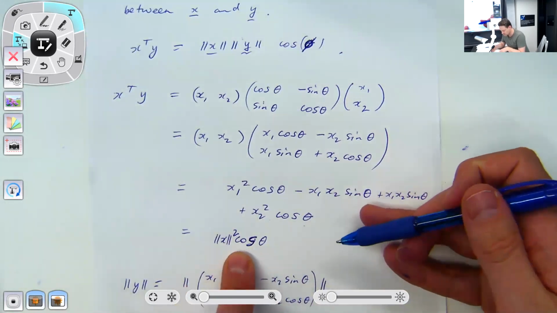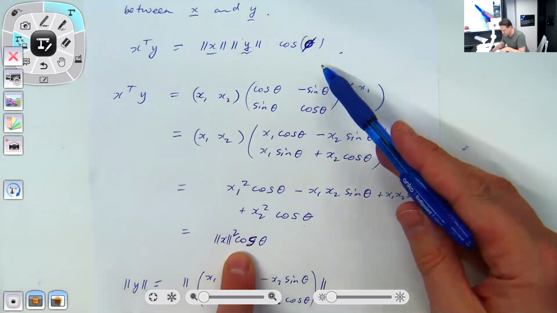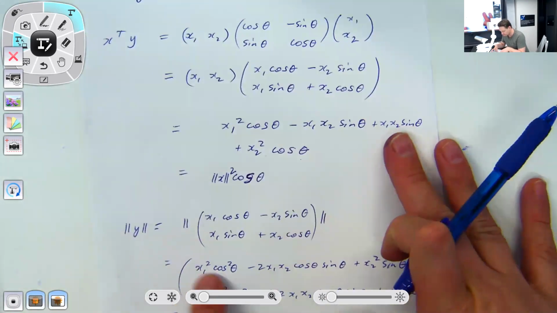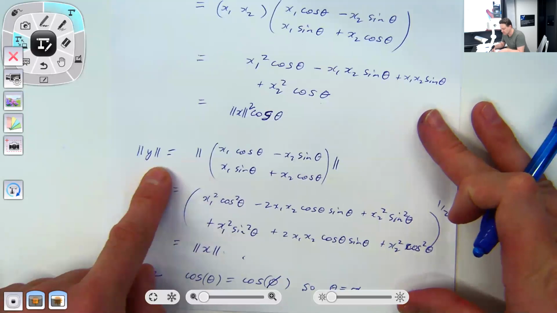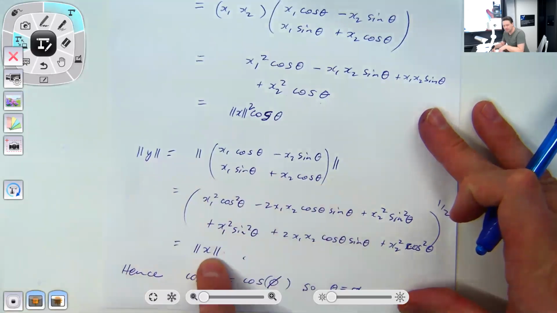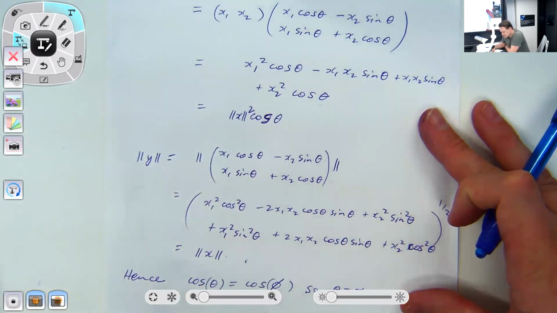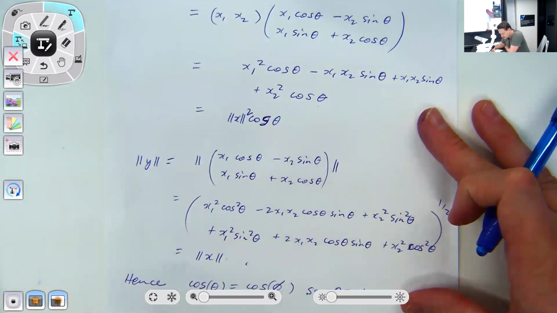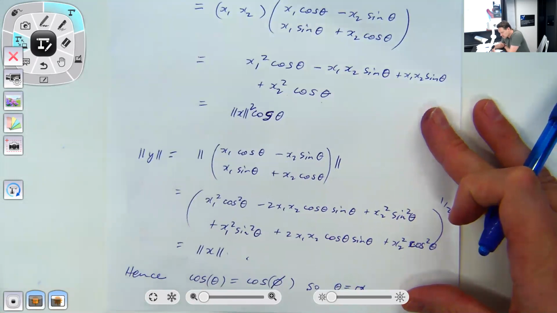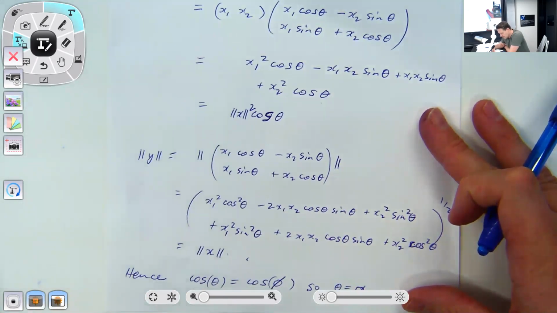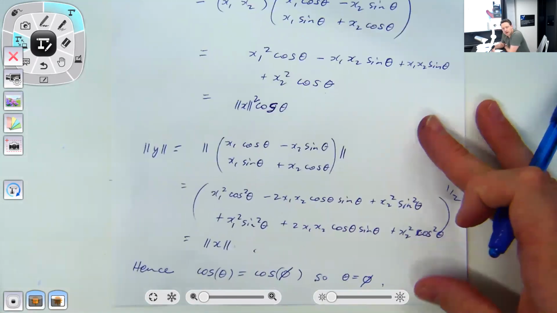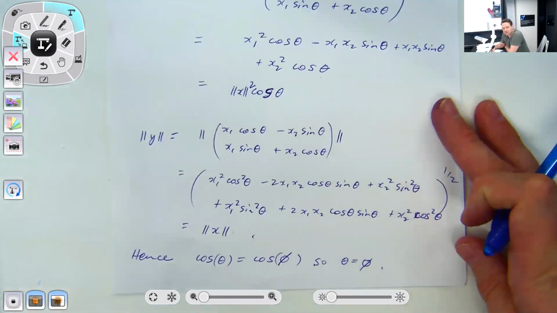Now what we do is look at the right-hand side, except we first need the norm of y. It turns out that the norm of y is equal to the norm of x. So the right-hand side is just the norm of x squared cos of phi. And from that point, we can just say, well, we've got cos of theta equal to cos of phi. Those must be the same angles, right?